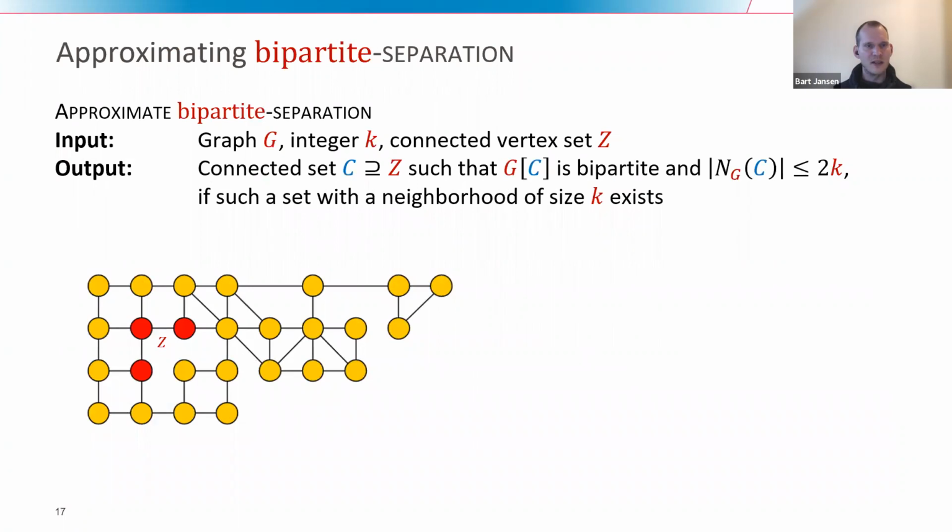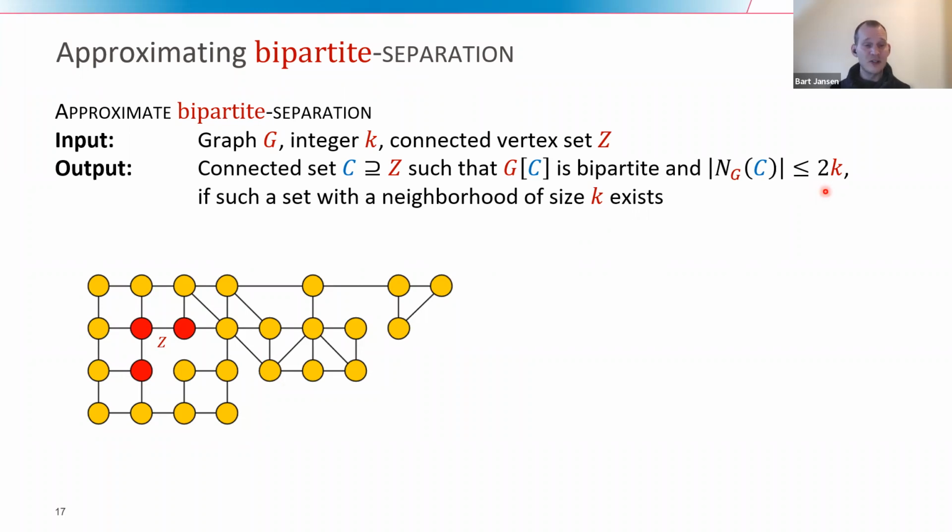So now we are in the setting where we want to end up with a vertex set that induces a bipartite graph, and we're looking at an approximate version of the problem where instead of saying the neighborhood of my bipartite subgraph should have size k, it's fine if the neighborhood size is up to 2k, or if you report that it's not even possible to do it with a neighborhood of size k. So there's basically a factor 2 approximation in the size of the neighborhood. And if there is a set that has a neighborhood of size k, then the algorithm will find one that has a neighborhood of size at most 2k.